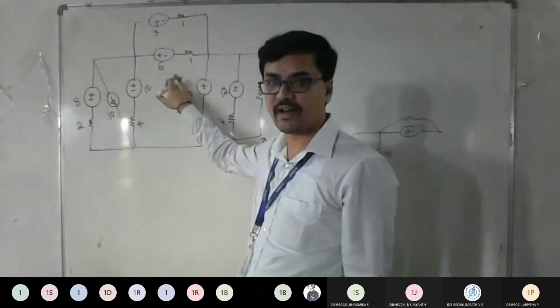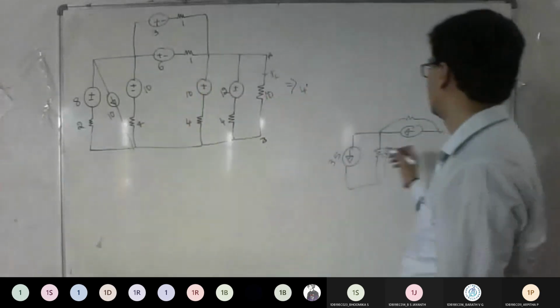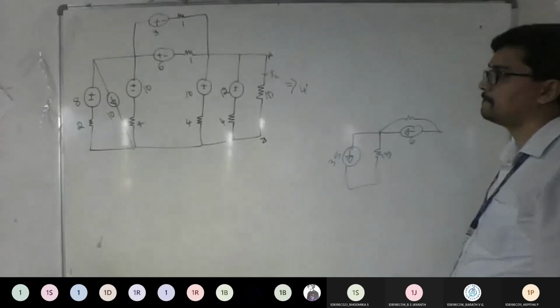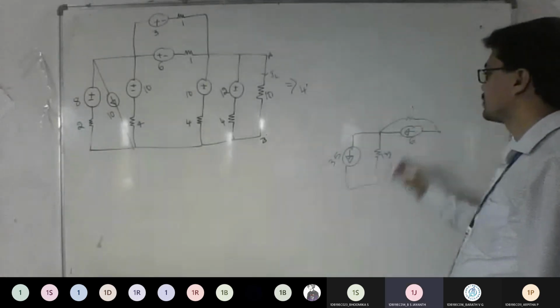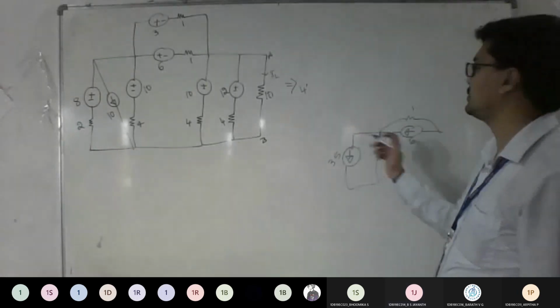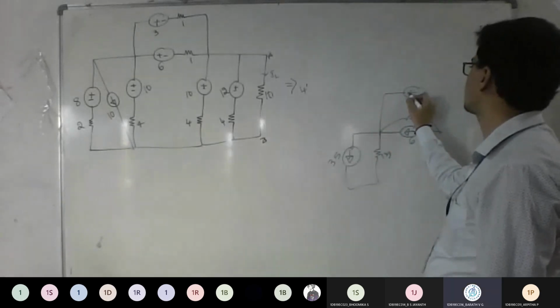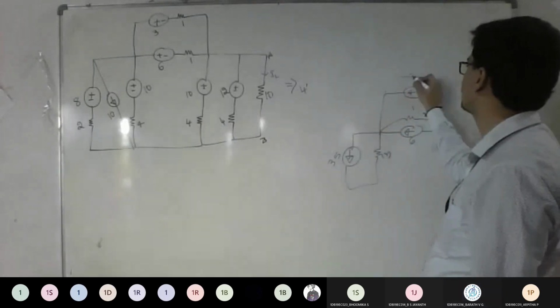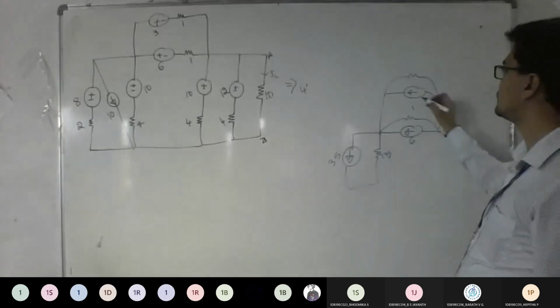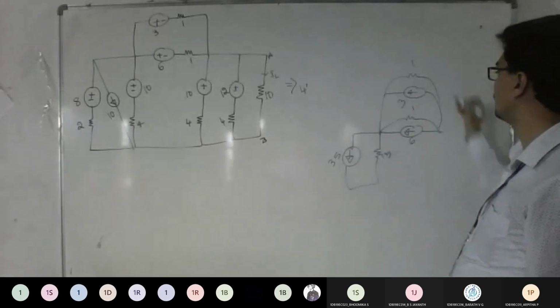So I is equal to V by R. So I can tell 6 amp. So this 6 amp here, with 1 ohm resistor. What about that? I think you will get 3 amps again. So one more current source, and one more resistor. Clear? So this is your 3 amps with 1 ohm.